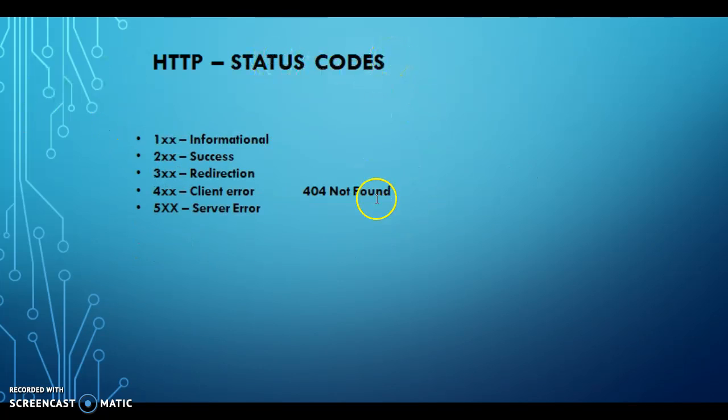Status codes, I mentioned those. There are 5 groups of status codes. 1 is informational, 2 is success, 3 is redirection, 4 is client error, and 5 is server error. Perhaps the most common one that you and I are familiar with is error code 404, which is the URL is not found. You typed in a bad address, or it's just that old that it doesn't exist anymore.